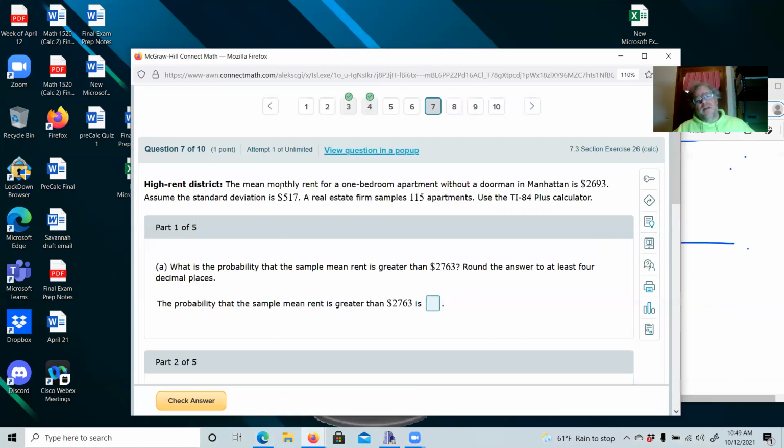All right, high rent district. The mean monthly rent for a 1-bedroom apartment without a doorman in Manhattan, my goodness, $2,693. Assume the standard deviation is $500. A real estate firm samples 115 apartments. Almost $2,700 for a 1 bedroom. Oh, goodness. Here are our values. Use your calculator. What is the probability that the sample mean rent is greater than this? Four decimal places. These are not the same numbers.